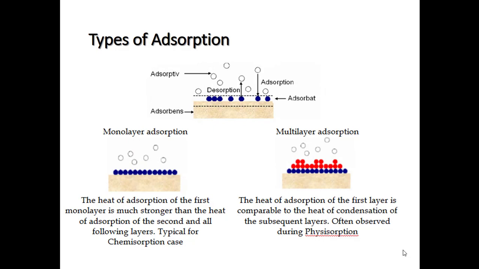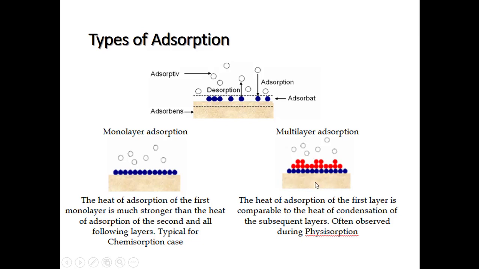Now, basically we have two types of adsorption: the monolayer adsorption and the multi-layer adsorption. The main difference between them is that, for example, this is the adsorption media, or the solid adsorbent, and this is the adsorbate. In monolayer adsorption, only one layer of adsorbate is attached to the solid, so no other layers will be in contact with the adsorbent. While in multi-layer adsorption, more than one layer is attached to the adsorbent.